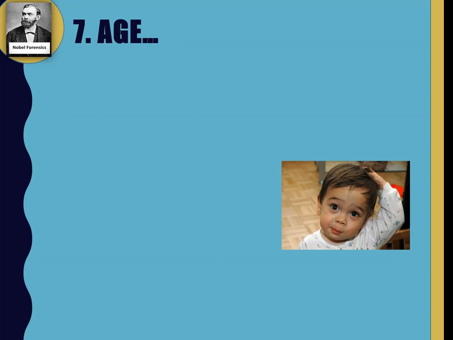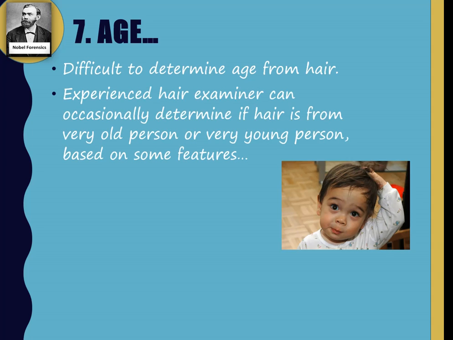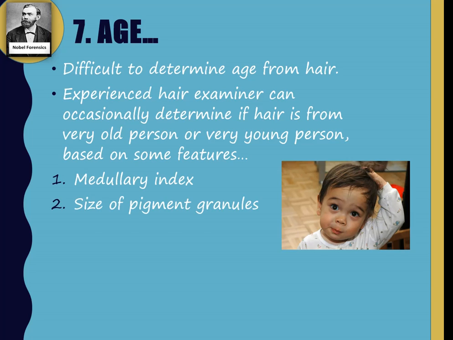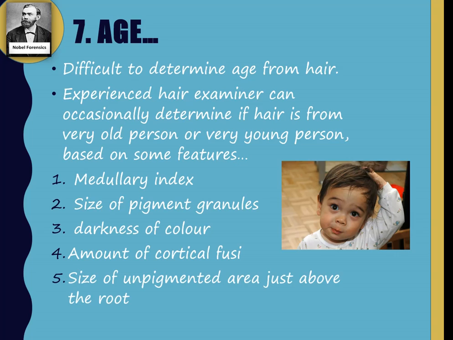Then age. It is difficult to determine age from hair, but an experienced hair examiner can occasionally determine that the hair belongs to a very old person or a very young person based on some features like medullary index, size of pigment granules, darkness of color, amount of cortical fusi, and size of the unpigmented area just above the root. With these features, an experienced hair examiner sometimes identifies whether the hair belongs to a very old person or a very young person.